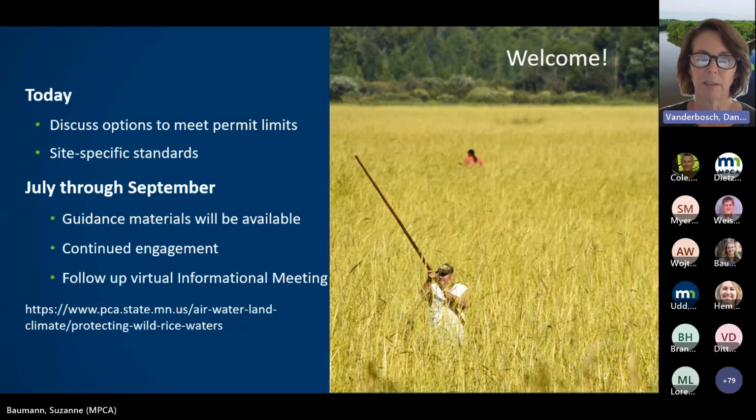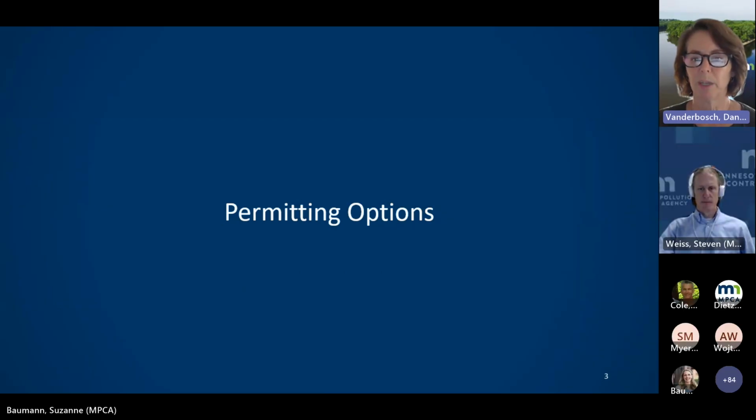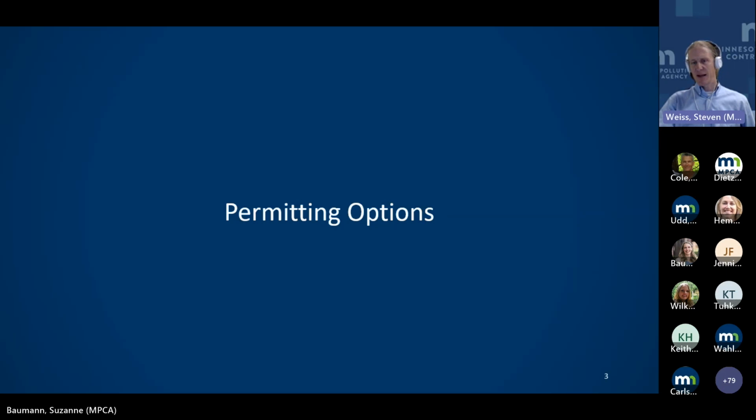So with that, I think we can go to the next slide, and I'm going to pass the mic over to Steve Weiss. He's our effluent limit unit supervisor, and he's going to talk about permitting options if your facility receives a sulfate limit and you can't comply with that limit immediately. Good afternoon. As mentioned, I'm Steve Weiss, a supervisor in the effluent limits unit, and I'll be talking about permitting options if you can't comply with that final water quality based effluent limit for a wild rice sulfate limit. Primarily this is going to be schedules of compliance and variances.